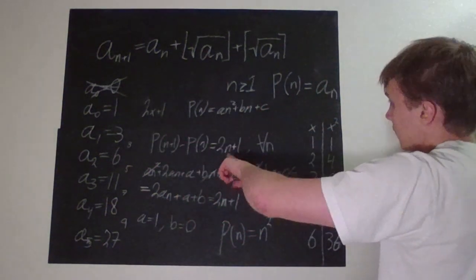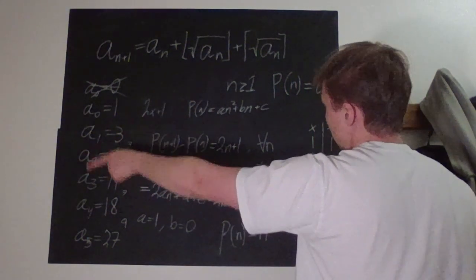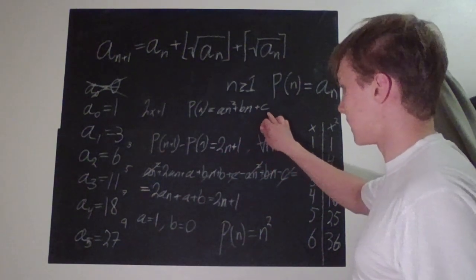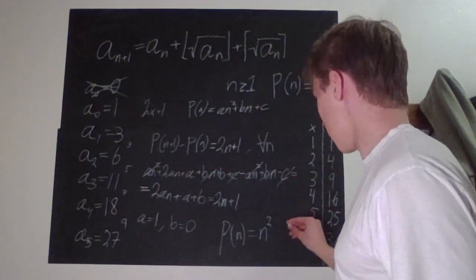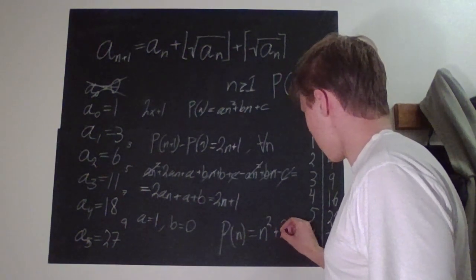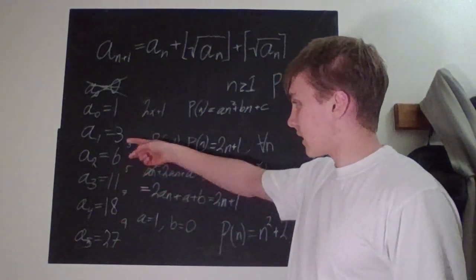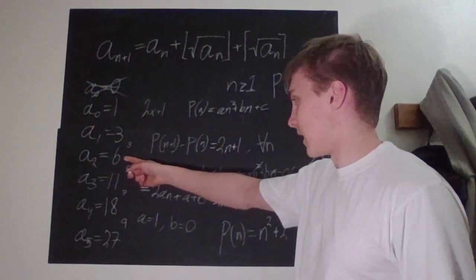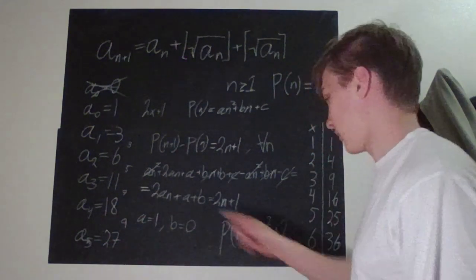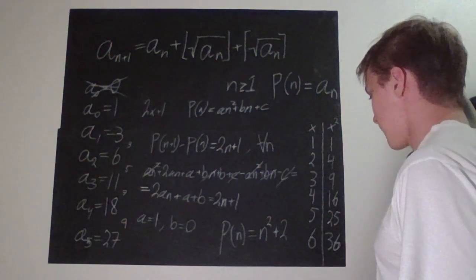So okay, we know that when n is 1, then it's supposed to be 3. So 1 squared, that's 1, plus c is supposed to be equal to 3, so c must be equal to 2. So we have our polynomial n squared plus 2, which in hindsight is really obvious because this is just 1 plus 2, this is 4 plus 2, this is 9 plus 2, this is 16, 25. Yeah, you get the point.